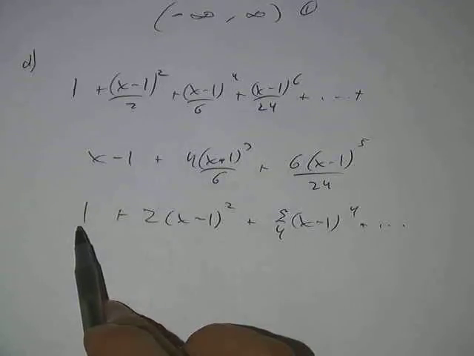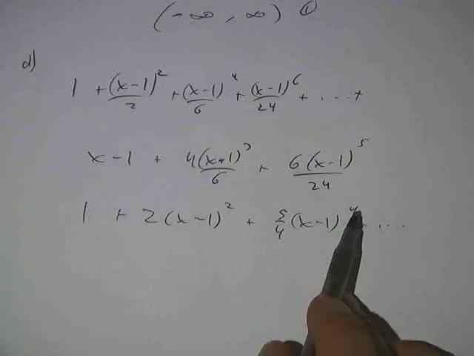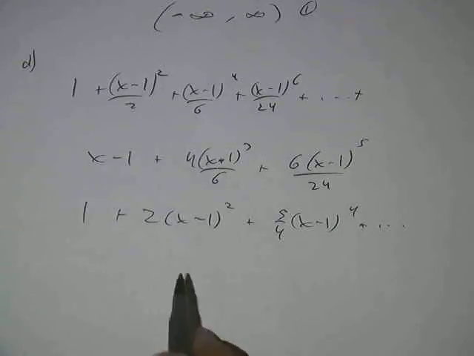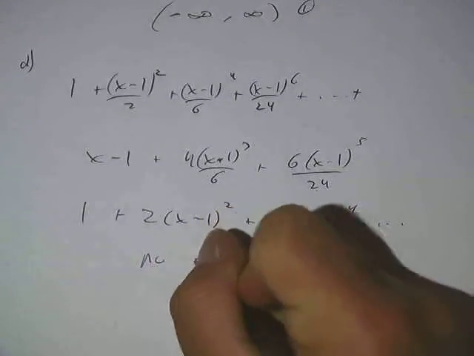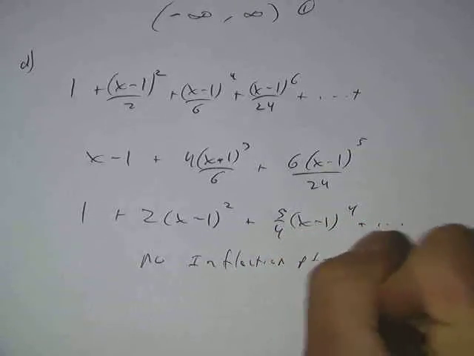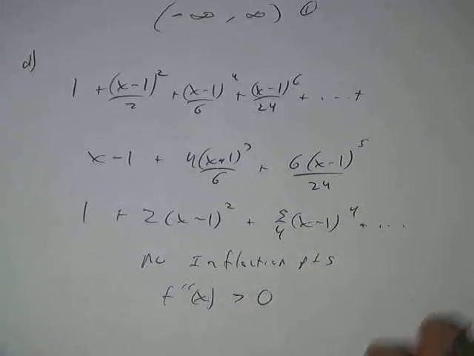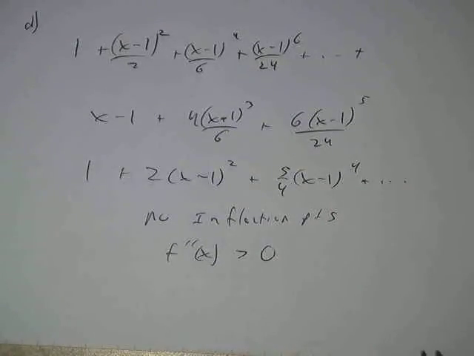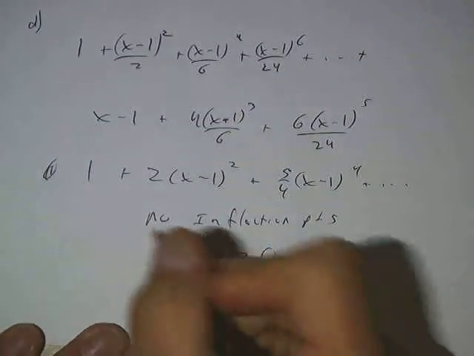Derivative here would be 1, derivative there is 0. This next derivative would be 12 over 6, that'd be 2 (x minus 1) squared. And in this one we'd have 30 over 24, which would be 5/4 (x minus 1) to the 4th, and so on. So bottom line here is if this is our second derivative, we want to know if it has any inflection points. What has to be the case with the second derivative in order for us to have inflection points? It's got to equal 0.